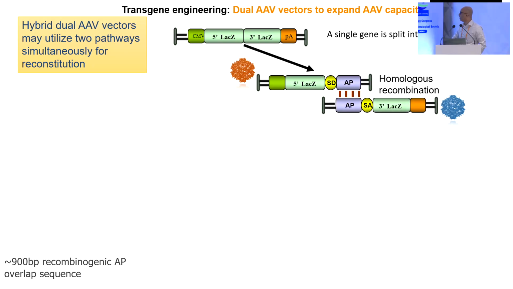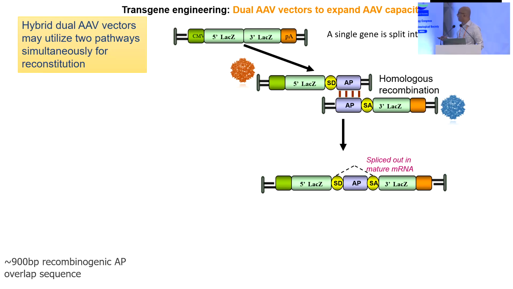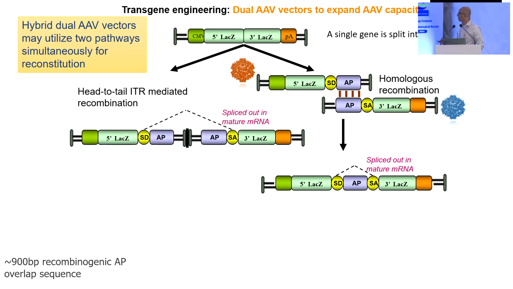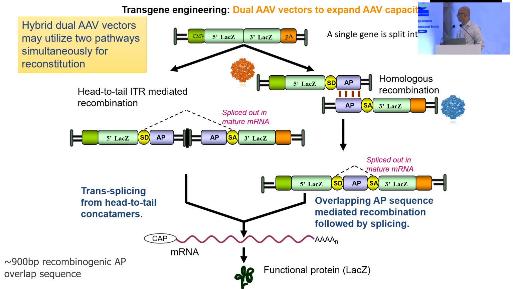The first way utilizes the recombinogenic capacity at the DNA level to combine these two genes. One is via homologous recombination, where you have a splice donor site and a splice acceptor site, and there is an overlapping region. Once they come into the cells, the central part gets spliced out, and you have a mature RNA for your target gene. The other way is where the recombination happens at the ITR level.